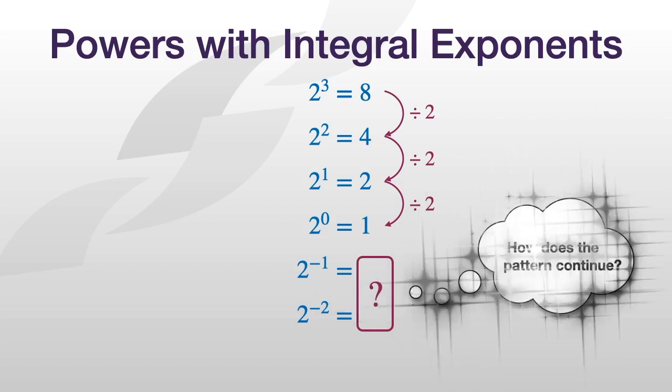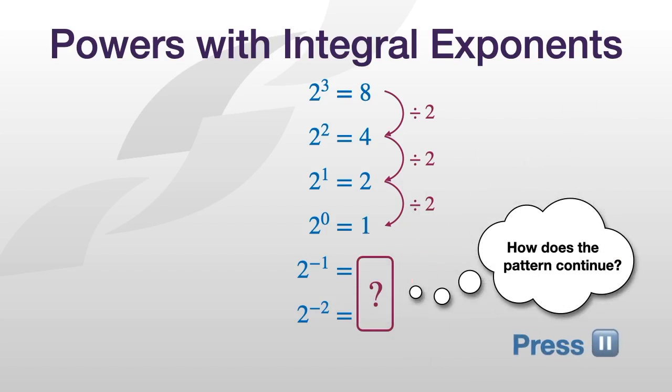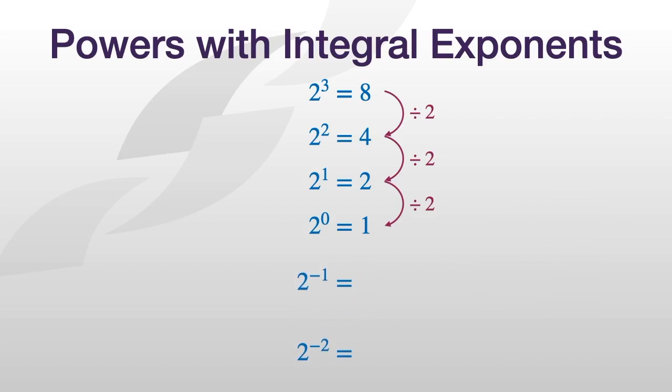What about the next ones? How does this pattern continue? Continuing to take half, 2 to the power of negative 1 would be half of 1, which is 1/2. 2 to the power of negative 2 would be half of a half, which is 1/4.